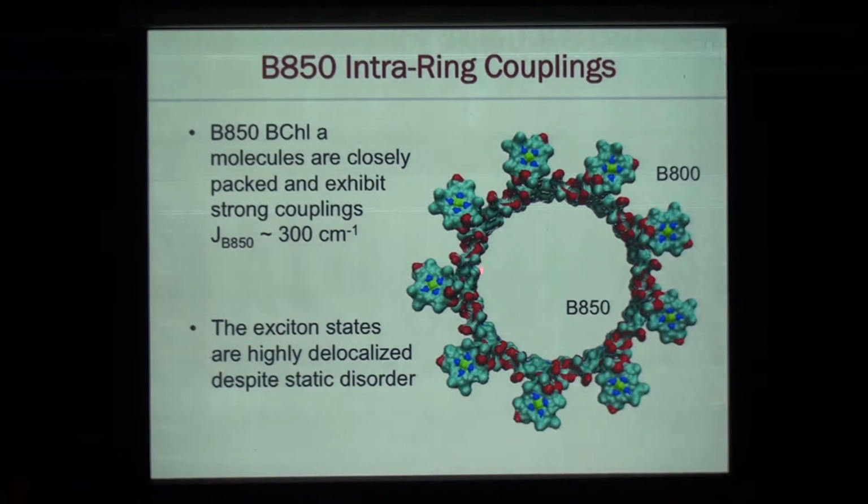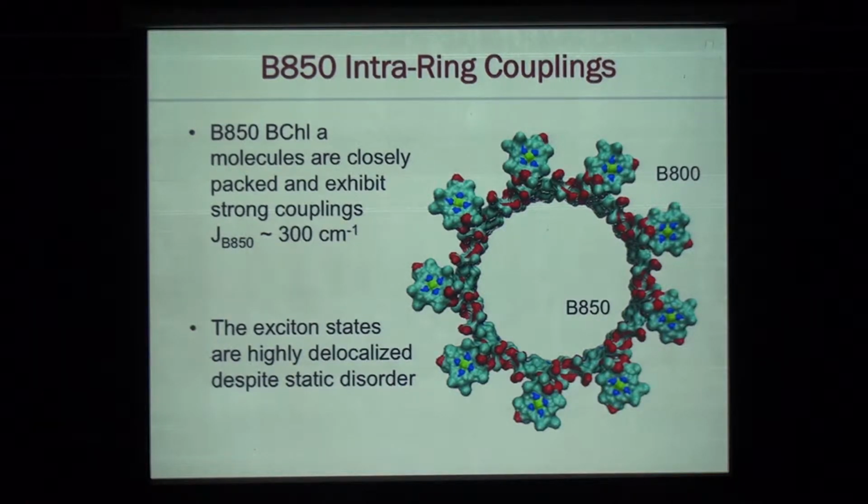Now, let's look at the B850 intra-ring excitation energy transfer. The coupling between neighboring B850 pigments is around 300 wave numbers. That's a large number in photosynthetic systems. So the localization of excitations is severe, is very important in this system. Okay. Although there is so-called static disorder, because the protein is a soft system. At each protein, the energy of each chlorophyll here can vary a little bit.